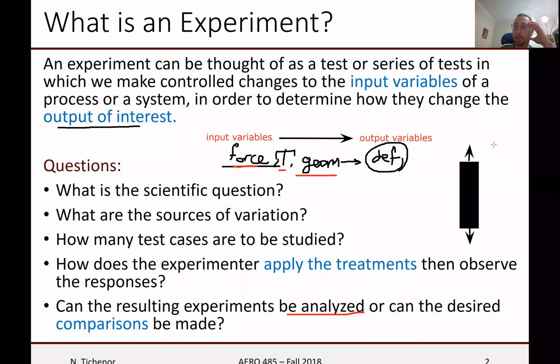However, there could be other ways that would allow me, for instance, to learn from this experiment so that I can make predictions about how this other sample will deform. This is all concepts about analyzing the experiment. So what is the scientific question?